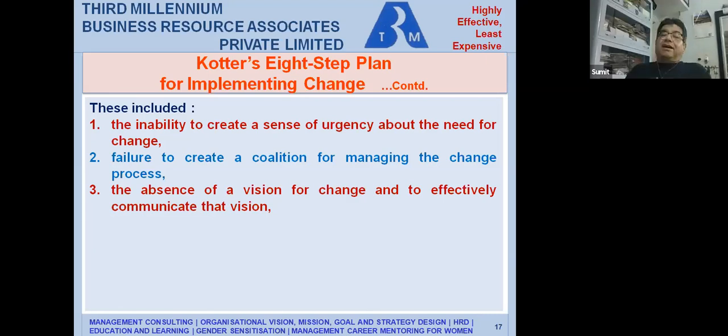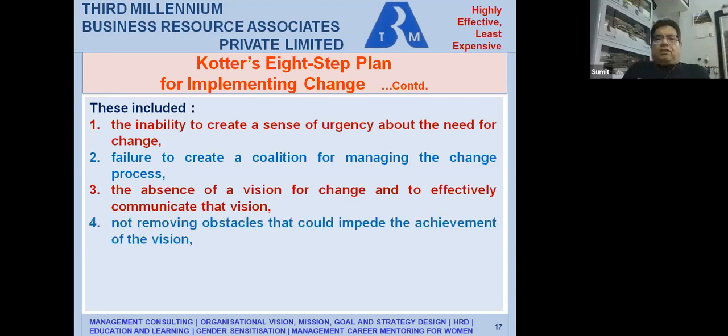Then again, coming back to the force field, the fourth lacuna he found in initiating change was not removing obstacles that could impede the achievement of the vision. So it again talks about restraining forces. You may have analyzed, okay, a lot of these people are going to support me, but have you also calculated where the obstacles could come from? And not only people, there could be resource constraints, and so on.